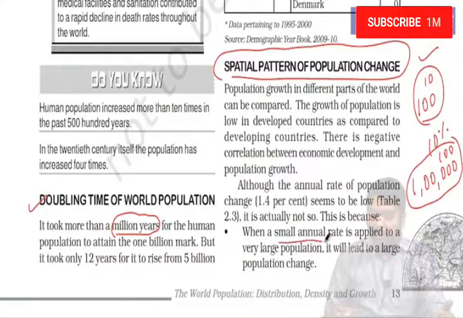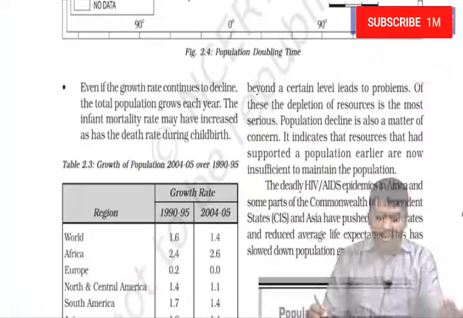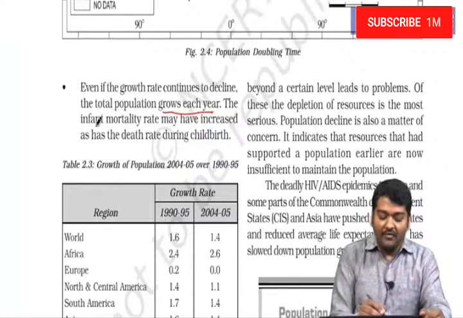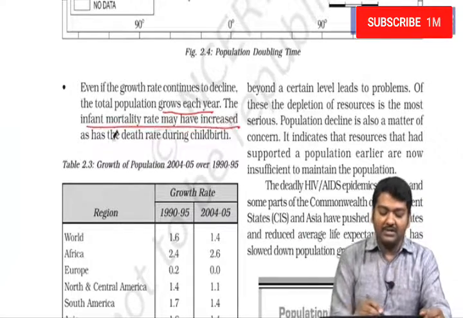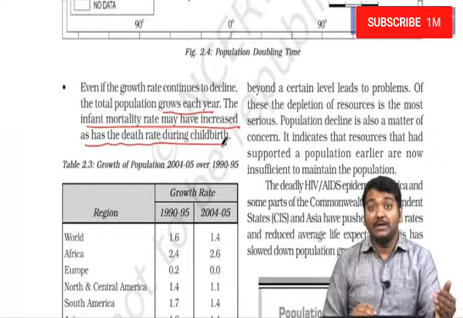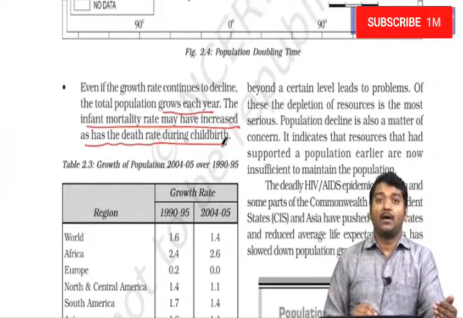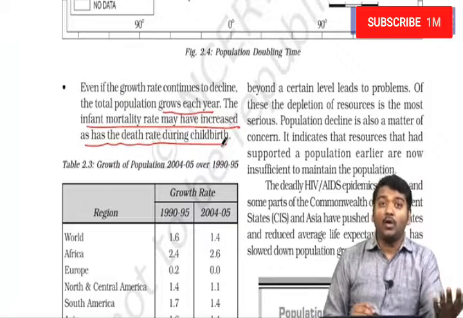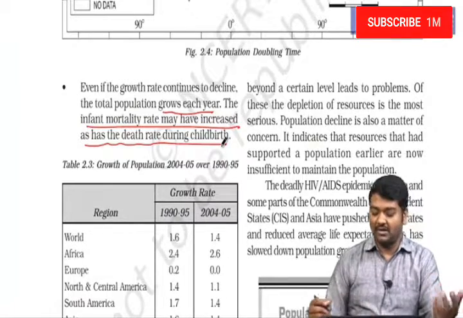When a small annual rate is applied to a very large population, it shows that it is very less, but ultimately when you look at the numbers, it will be large. And then even if the growth rate continues to decline, the total population grows each year. The infant mortality rate may have increased, as has the death rate during childbirth. It may increase, but still when you see the number of births taking place in a particular country, the overall growth rate of the population increases.